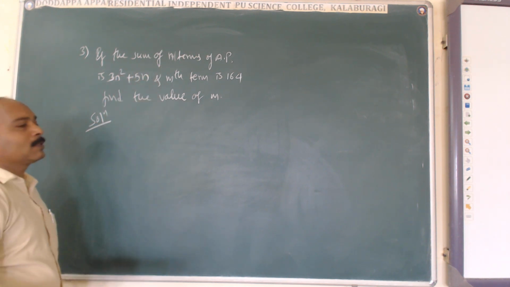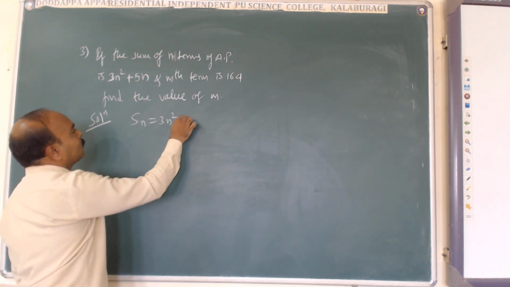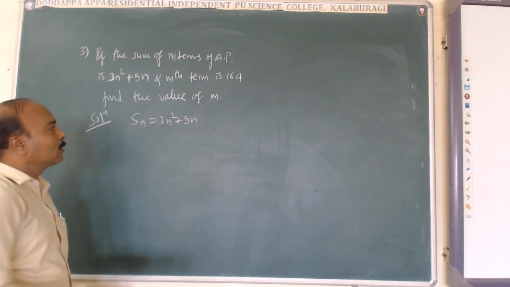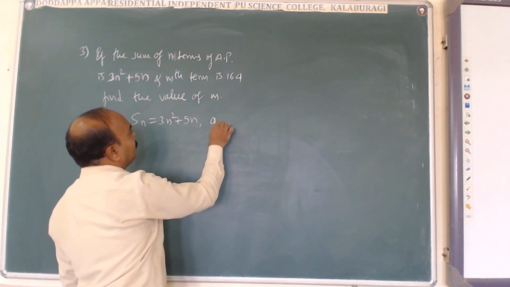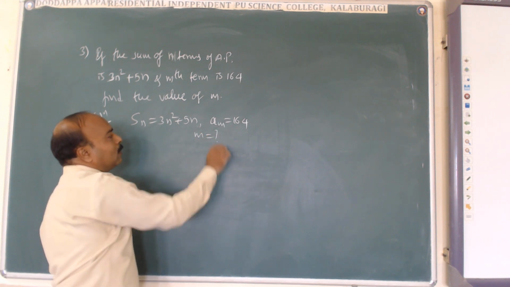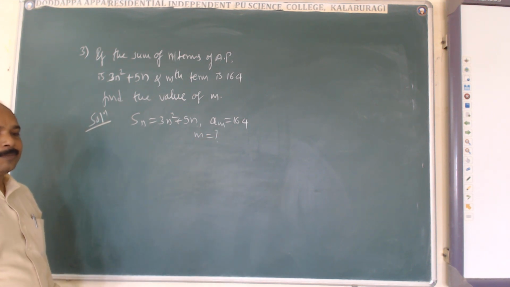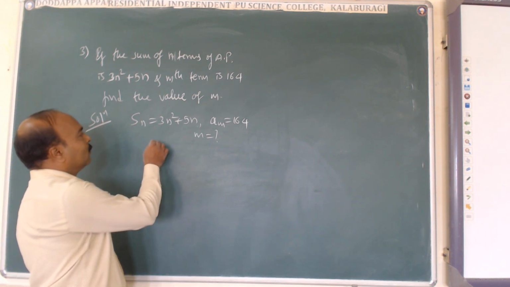Sum to n terms of AP means Sn is given. Sn equal to 3n square plus 5n. Using this you calculate the value of m. Again they have given that the m-th term, am, is given. It is 164. Then you calculate the value of m. First we go for the value of a and d from this question.